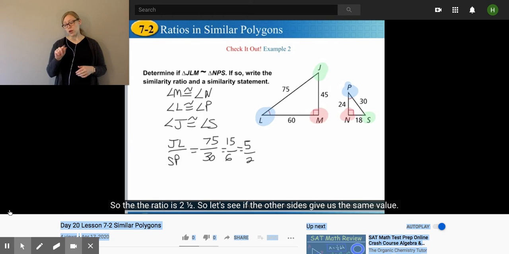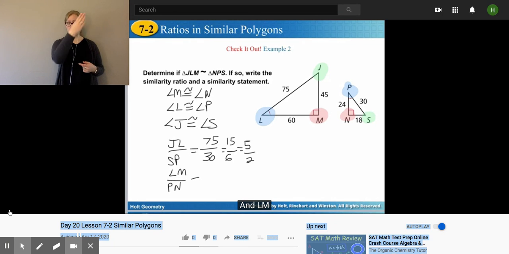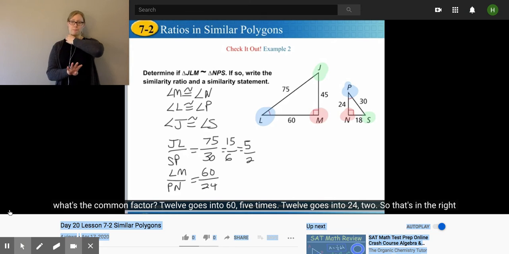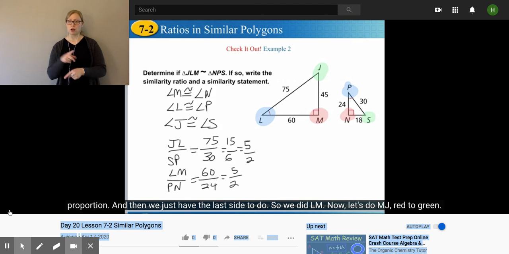So let's see if the other sides give us the same value. So we did JL, let's do LM. So LM, blue to red, we go PN. And LM is 60, PN is 24. And so what's the common factor? 12 goes into 60 5 times. 12 goes into 24 2. So that's in the right proportion. And then we just have the last side to do.